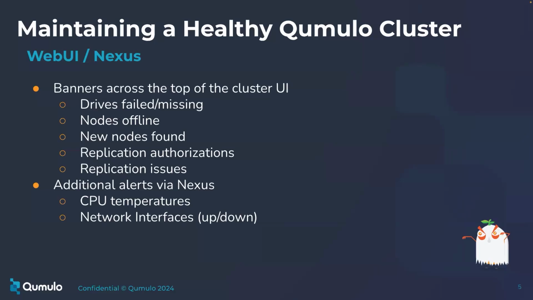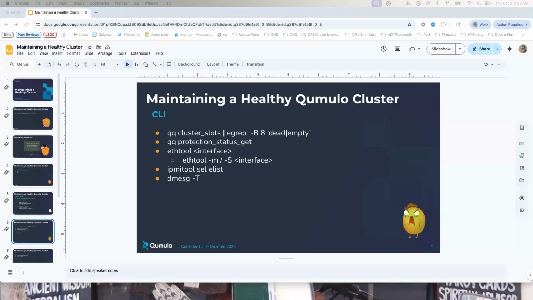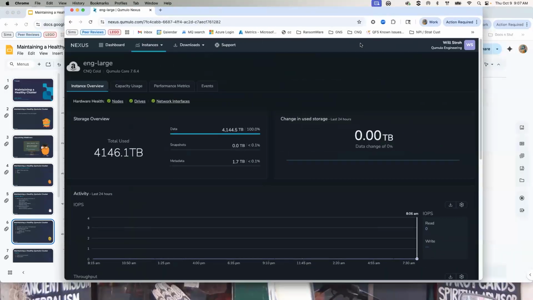So if you go over to your Nexus account, let me pull this guy over here, and you will see who is this? Eng Large. I don't know who he is, but he's apparently a large cluster. In your Nexus account, you will see these guys here, where it shows hardware health, nodes, drives, network interfaces. If this was an on-prem one, you'd see one here also for CPU information. This is a really good place just to get a quick overview of whether or not things are in good shape.